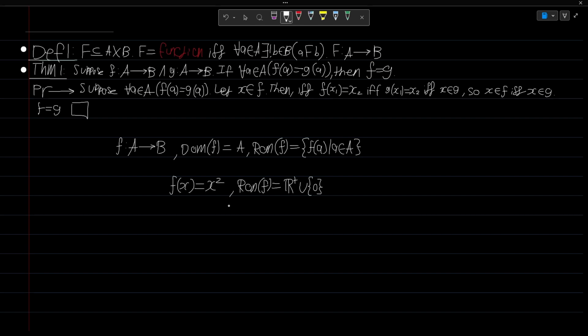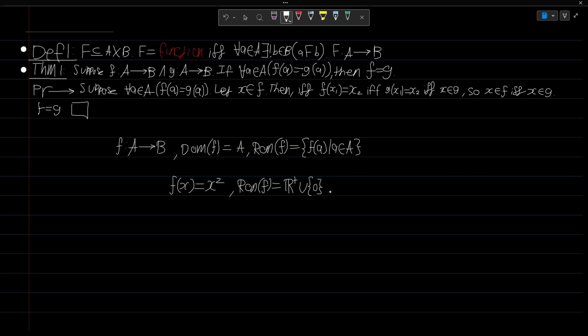So if we define a real valued function f with the rule x squared for any x, first of all, the domain is just the real numbers, since it's a function from the real numbers to the real numbers. Or I guess you could say it's a function on R. The range of f is just the set of all positive real numbers, union the set of 0, since 0 isn't positive or negative.